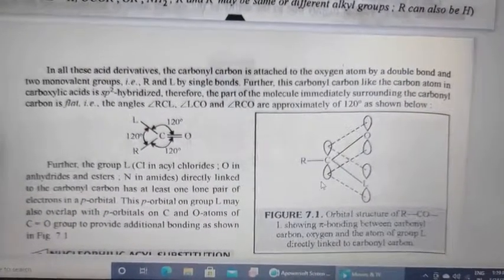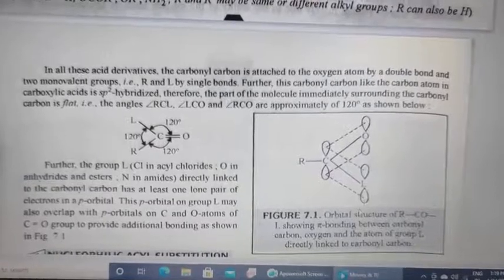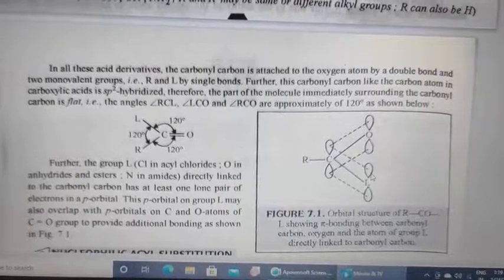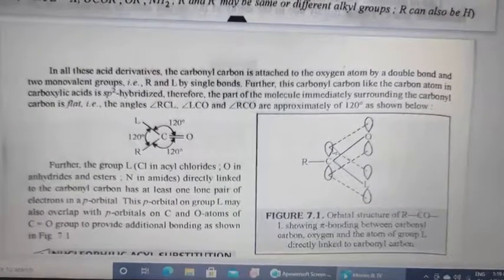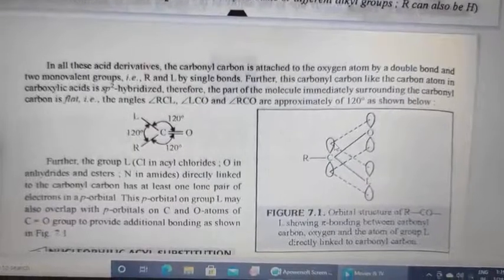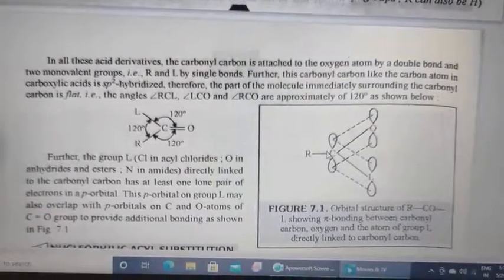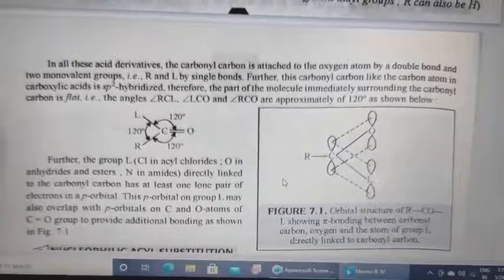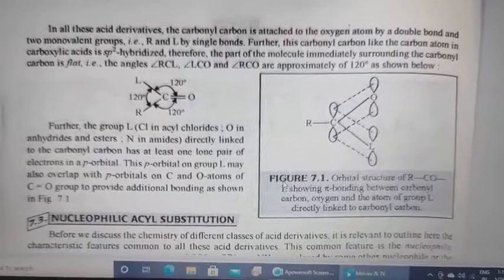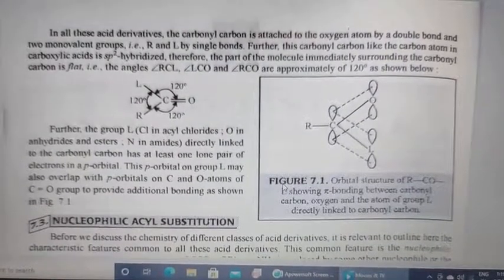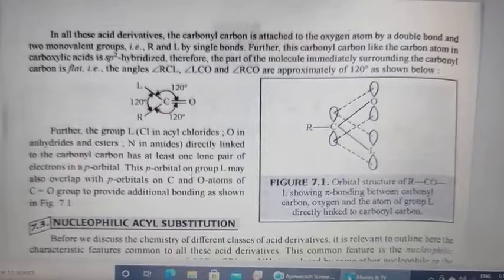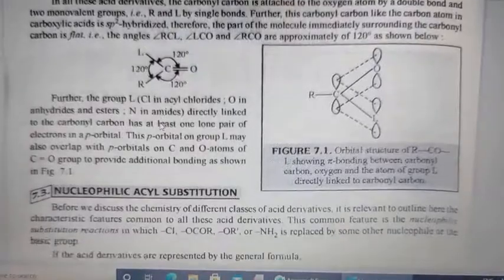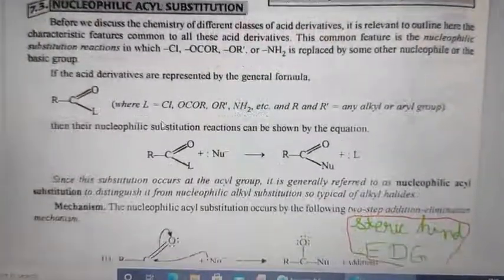In figure 7.1, it is very clear that the lone pair present in the p orbital of L can overlap sidewise with p orbitals of carbon and further oxygen. So this provides additional bonding in this structure as shown here. These acid derivative compounds have a flat structure because of sp2 hybridization of the carbon atom. Next topic is nucleophilic acyl substitution.